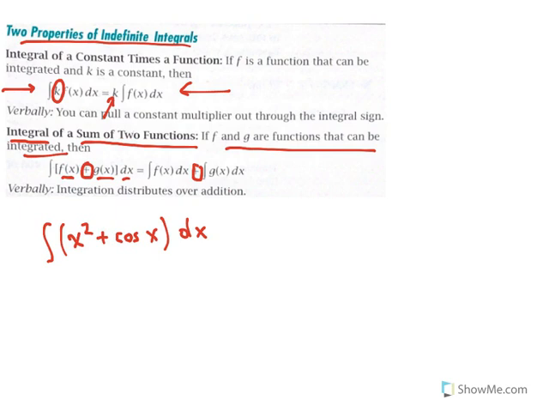Using the second property, I may rewrite this example as the indefinite integral of x squared with respect to x plus the indefinite integral of cosine x with respect to x. And of course, we know how to find the antiderivative for each one. Here we use the power rule for integration.